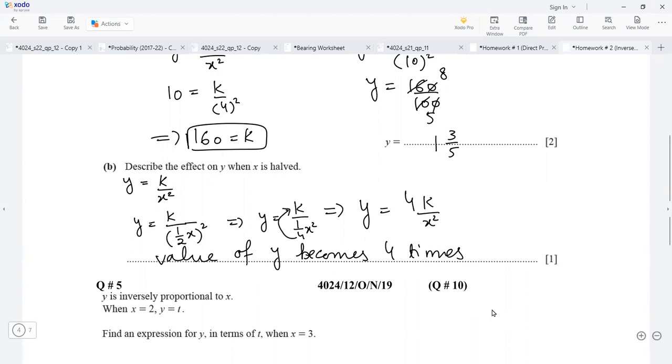If you're facing any kind of difficulty in other questions of inverse proportion, I will provide all of them if you want to solve further questions, and I will make some other similar type of questions as well from the whole topic of variations. So it's all from today.